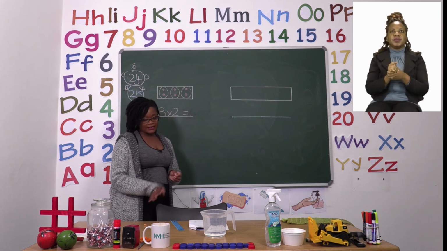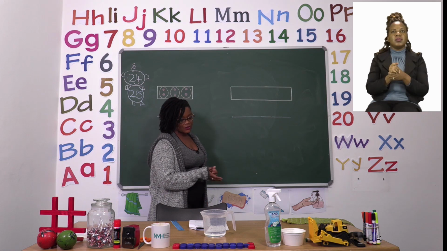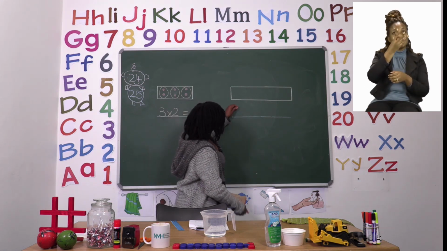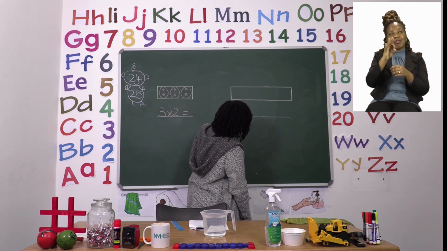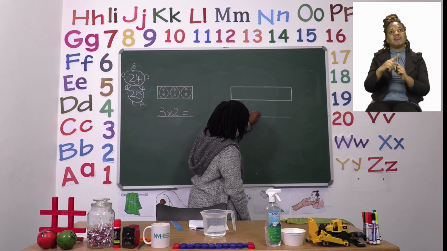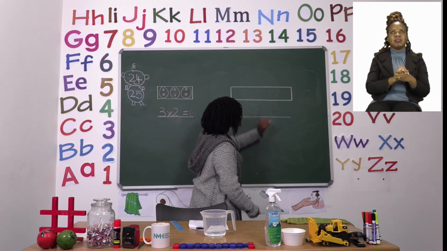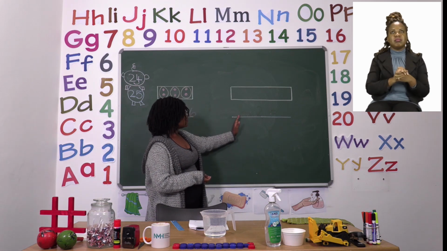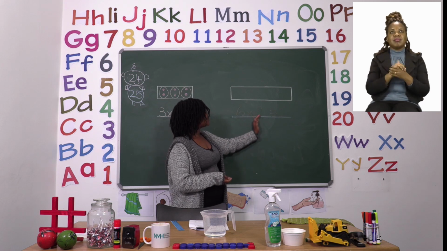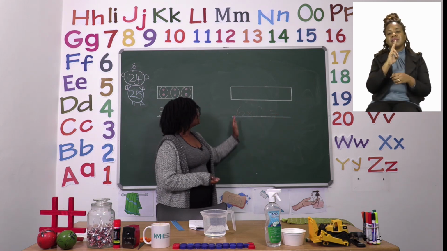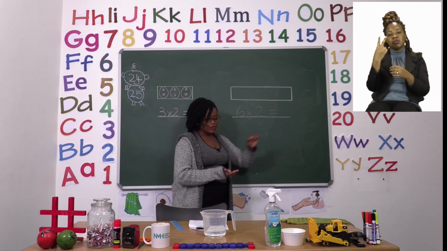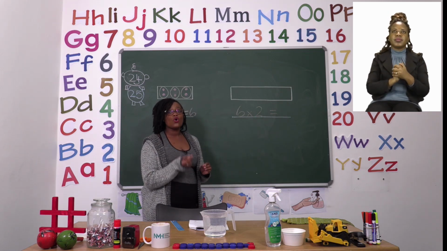Now let's try another one. Let us continue with 6 groups of 2. I am going to write my 6 and then my sign, then the 2 and equals. So this now says 6 times 2, or 6 groups of 2, will equal dash. So the first thing I'm going to do is draw my groups.